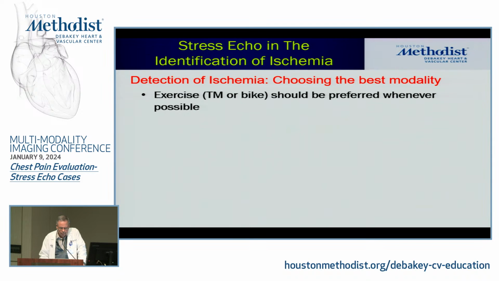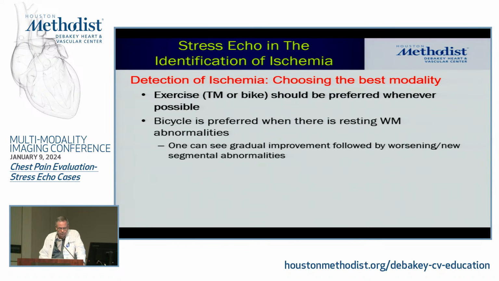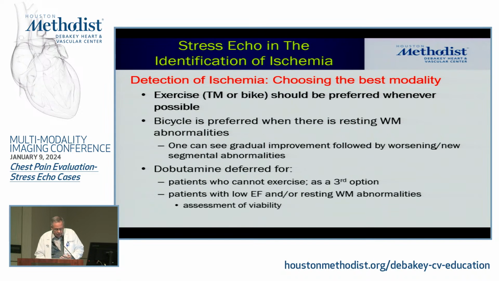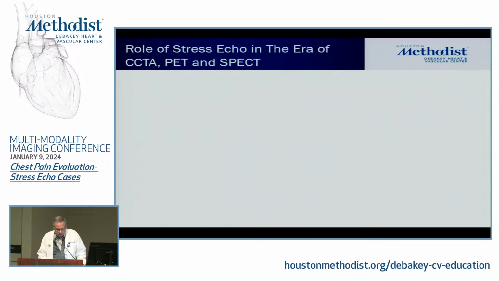So whenever possible, go with exercise, either treadmill or bike. Bike is preferred when there is a resting wall motion abnormality, because you have more time to assess that throughout exercise and see if it gets better or worse. And also, you can evaluate other hemodynamics like Doppler, PA pressures, and so on. And dobutamine is preferred for viability.